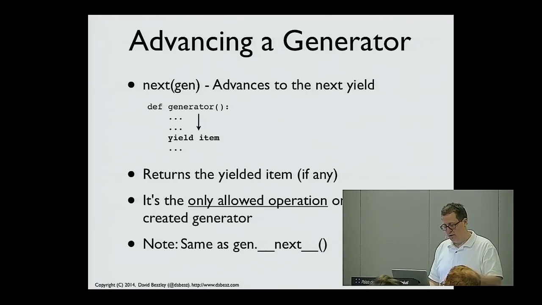Once you have one of those things, there's a few operations that you can do. The next operation will advance the code to the yield statement and then emit the value that was produced, if there is one. So next is essentially advancing it. It turns out that that's the only thing that you can do on a generator that has just been started. If you call one of these functions, next is the only thing that you can do.